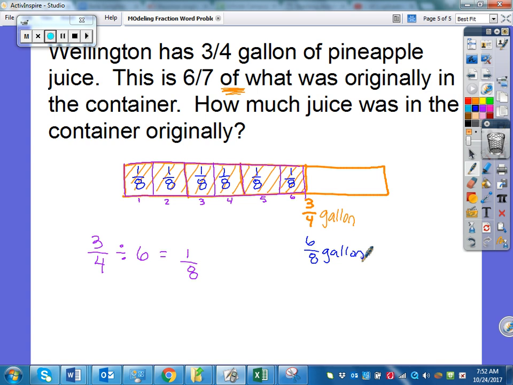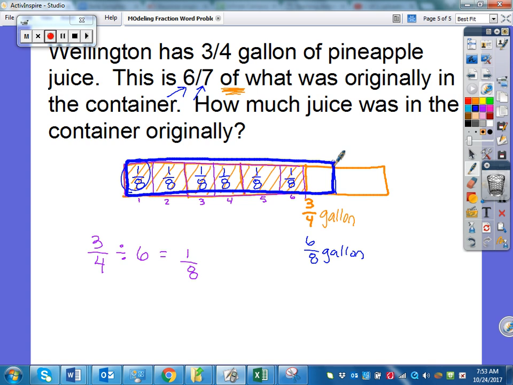Now, I'm going to go back to why did I divide it by 6? I divided it by 6 because it said that this orange part represented 6/7 of a number. So I know it was 6 out of the 7 parts. So here I got my 6 parts that I need. This is one of my parts right here. Now, I needed 7 total parts to make a whole. So I just need to add a 7th part. And then this right here is going to represent my whole. So if I'm looking over here, I have a whole of 7 equal parts. So that's going to be my original container.